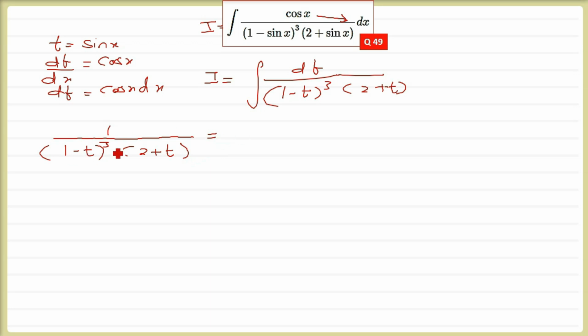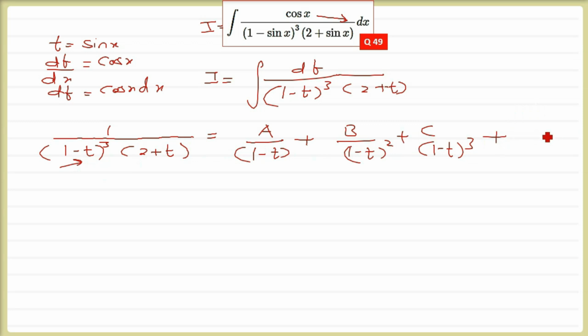And this equals to what? There are 3 powers. Up to 2 powers, or (1 minus t) whole square, a quadratic version, we have already done. But here it's a polynomial with the power 3. So it will be a, b, c for 1 power, 2 power, 3 power. So 1 minus t will be below a, (1 minus t) whole square will be below b, and (1 minus t) whole cube will be here. Now this is done. This is what you have to understand in this question. And d divided by 2 plus t is already there.